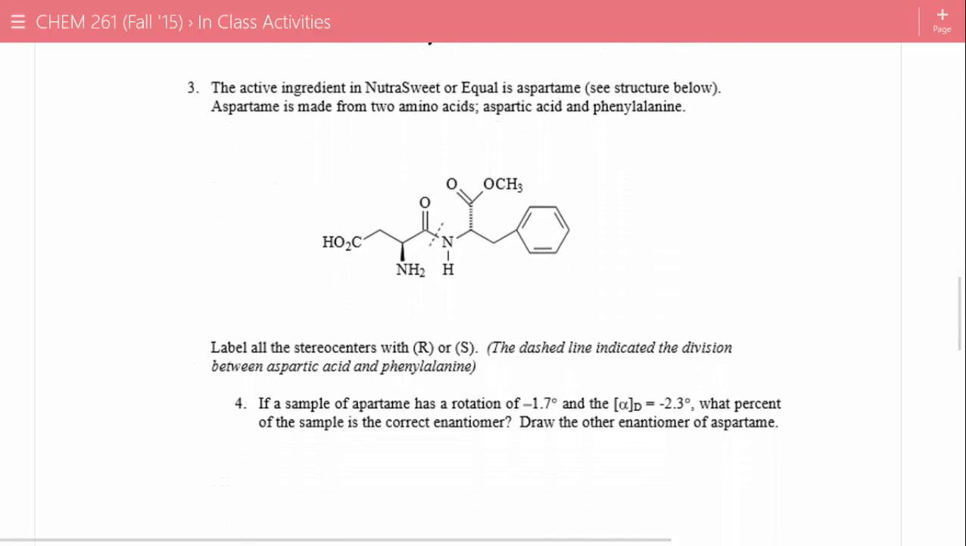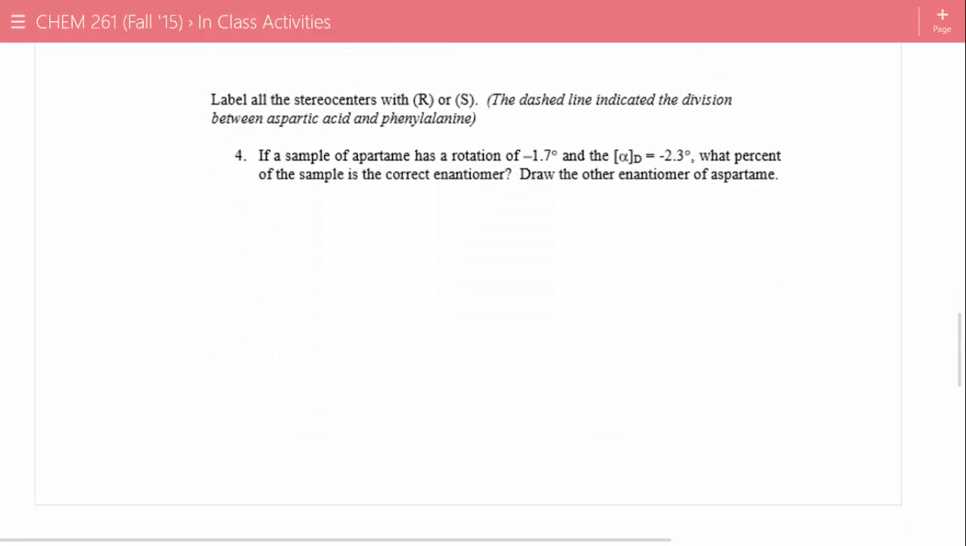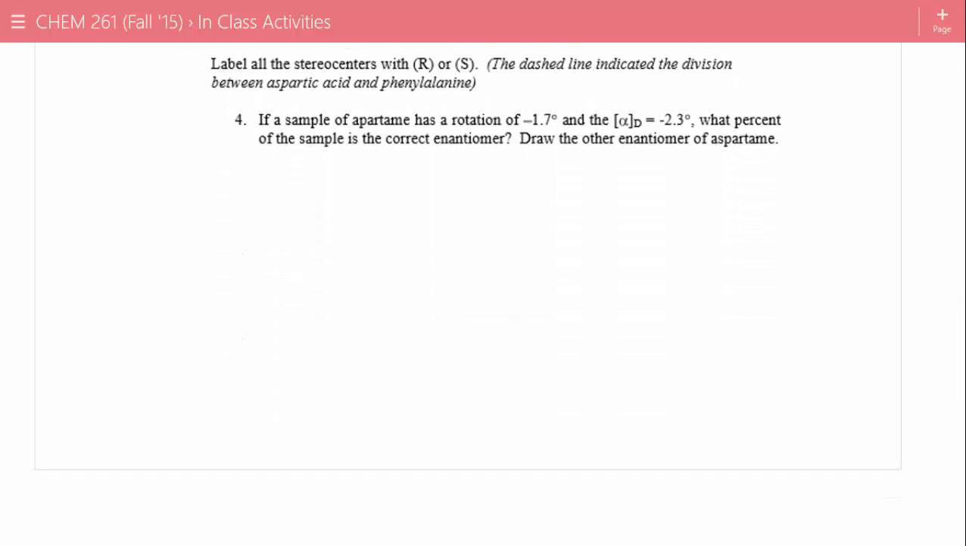Question 3 is for you to first label the stereocenter as R or S. Then I want you to determine what percent is the correct enantiomer given the data, so that alpha sub D is the given value, and we measured it to be negative 1.7. And then the last portion is to draw the enantiomer. So I would get together in a group of about 3 or 4 people and start working on these, and I'll come around the room and try to help you guys, but try to help each other as much as possible.